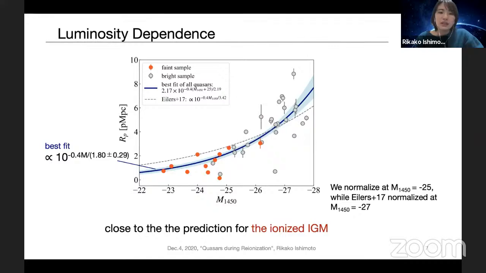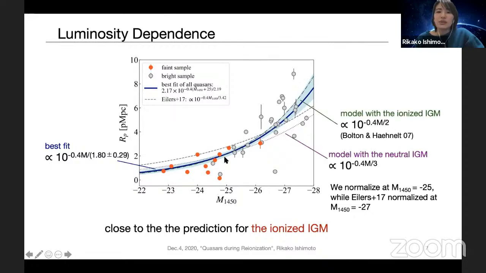And next, we investigated the luminosity dependence of our sample. The red and gray dots indicate the faint and the bright sample, respectively. And the power-law fit to our sample shows this relation, shown by the blue line. And this relation is close to the prediction with the ionized IGM shown in the green line. So this implies that the surrounding IGM is mostly ionized at the epoch.